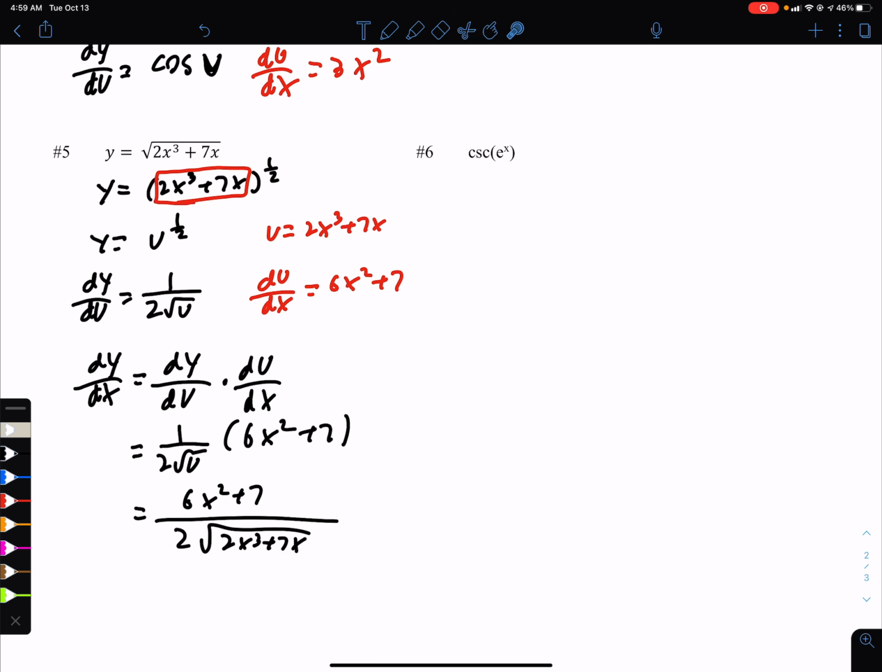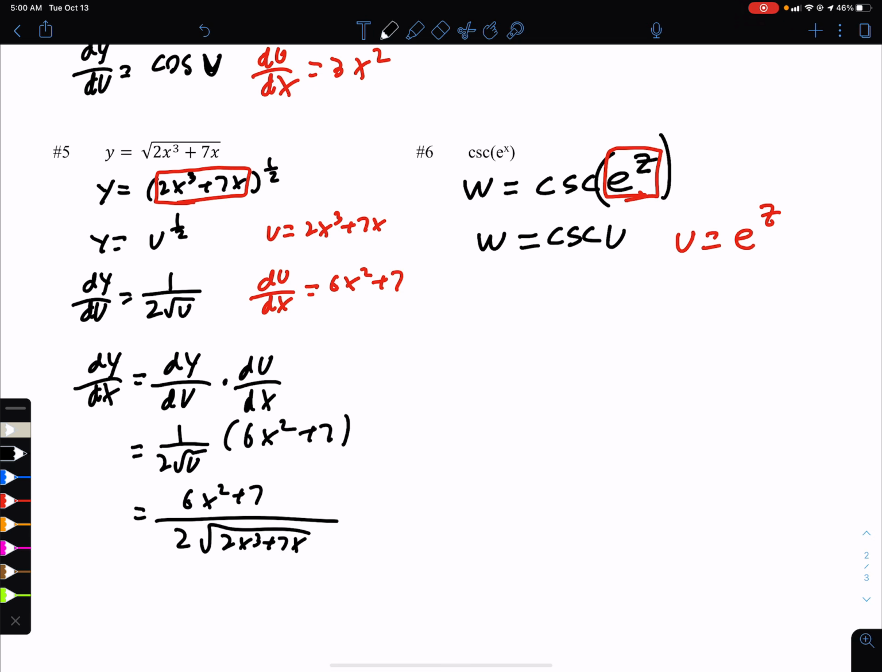Last one, I'm going to throw you guys off and pick different variables to get you used to using other variables. So I'm going to do cosecant of e to the z. Wow. What function is inside of what function? You have to realize that e to the z is inside of the cosecant function. So this will be my u. And then what am I left with? w equals cosecant u.